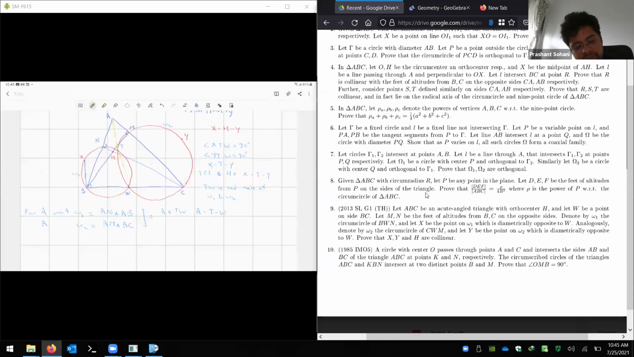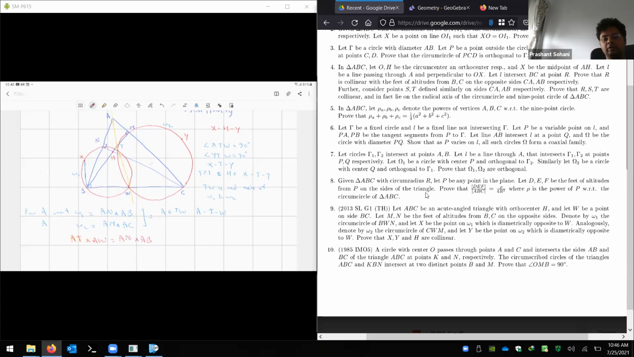Okay. So this is something which can be useful. But finally, we want to go to point H. Because of this, what we have is AT into AW is equal to AN into AB.